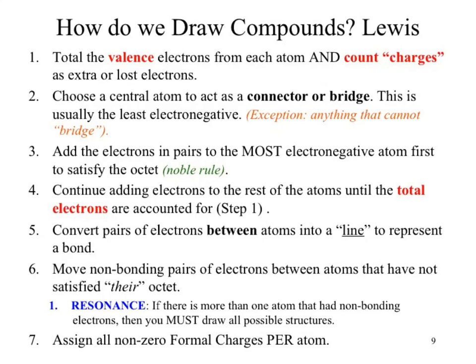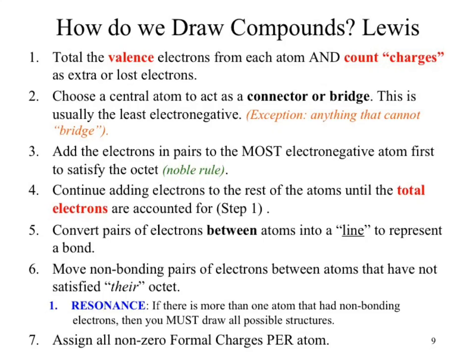How many electrons do I have drawn? 32. What's my next rule? Pairs of electrons between atoms. Is this electron between an atom? No. These pairs are. I now have a bond.